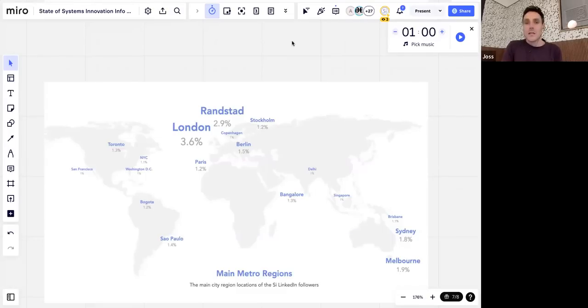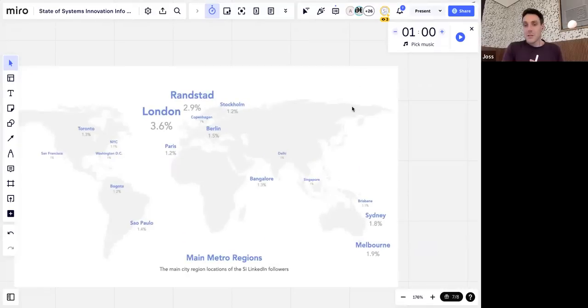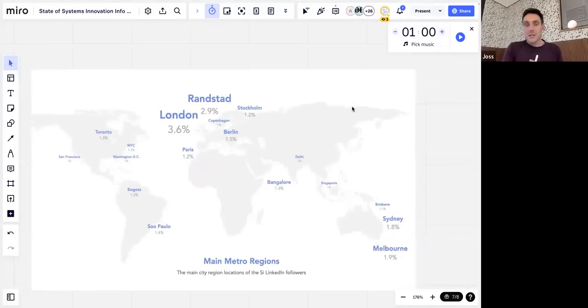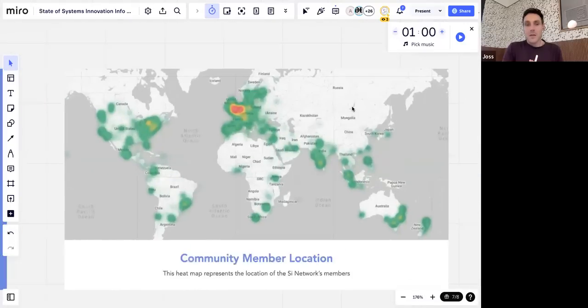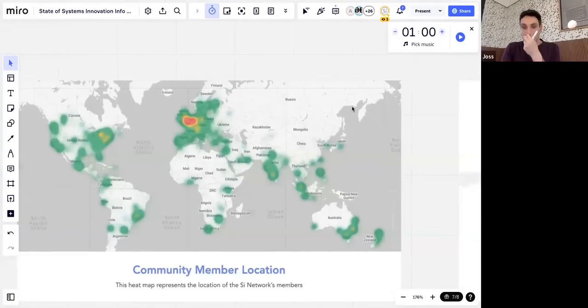But we can see definitely England and London is, I actually moved here because of that. I used to live in Barcelona and discovered all the systems innovators who are in this part of the world. So I moved here. We're fortunate to have a lot of great people in a good environment. But there we have it, spread around the world. And going back to the heat map, that's what it looks like more specifically. Any questions or comments on this one we'd like to discuss?